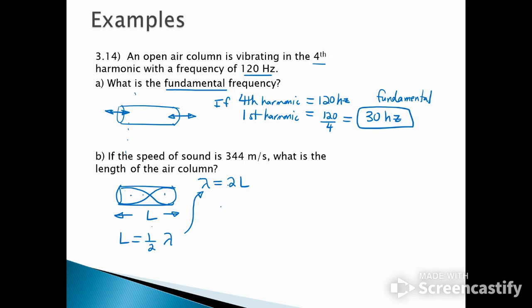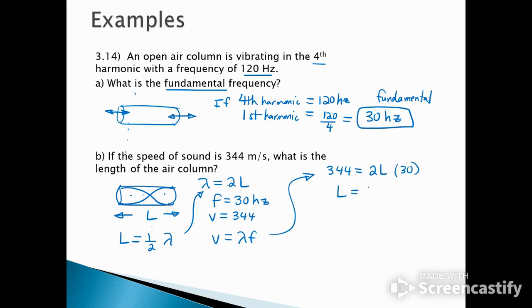So now I can find out. I have the frequency is 30 hertz. I have the speed of sound is 344. And if I'm looking for the L, I know that the universal wave equation says V is equal to lambda F. The V is 344. The lambda is 2L. Whatever the length of this column is, you would have to double it to get lambda. And then you multiply that by the F, which is 30.